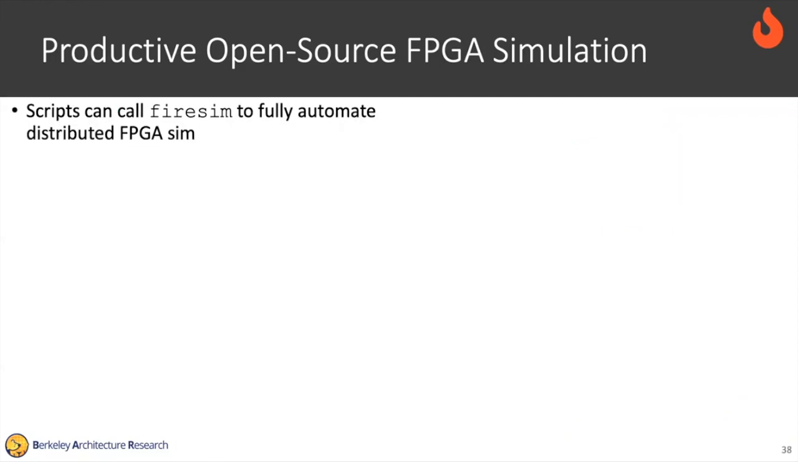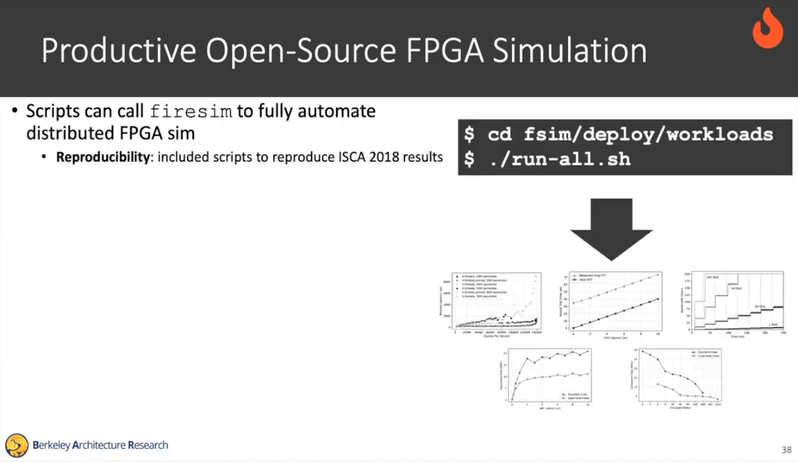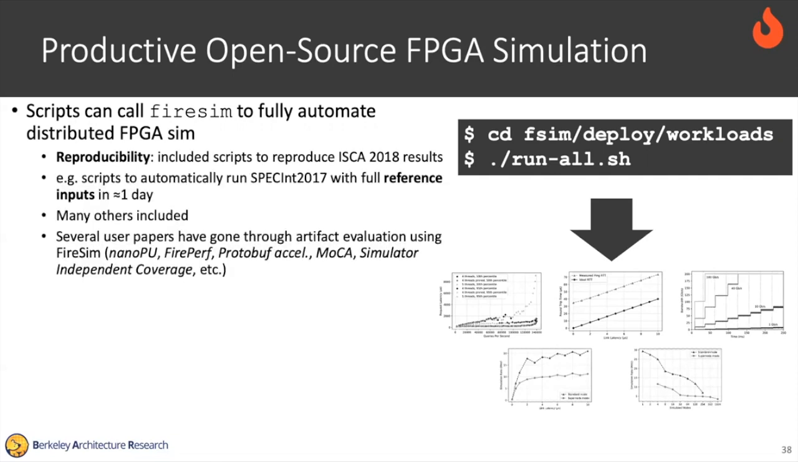And the nice thing here is that scripts can also call FireSim to completely automate the process of deploying these simulators. Back in ISCA 2018, before artifact evaluation and all of the conferences, we released with this one script that would reproduce all of the graphs in the paper. For a long time, this was sort of the release check for FireSim. When we shipped a new release, we would just rerun this script and reproduce all of the ISCA paper results. And of course, if you can script something like this, you can also run scripts to run all of Spec 2017.